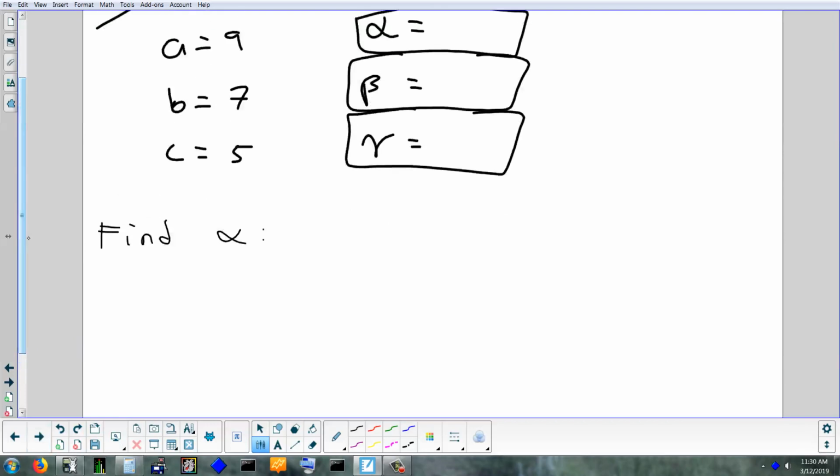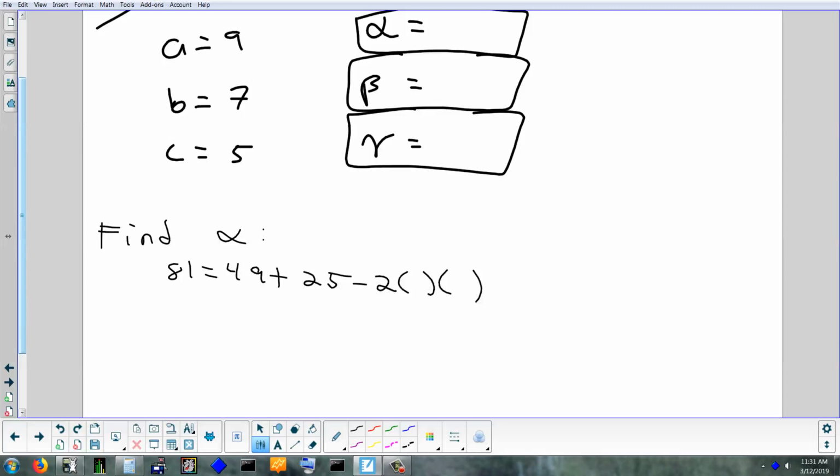How does the law of cosines start if you want to find alpha? A squared, which is how much? 81 equals b squared, which is 49, plus c squared minus 2 times b times c. 2BC.